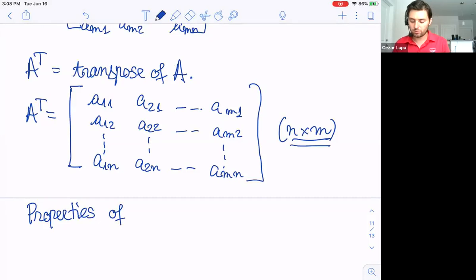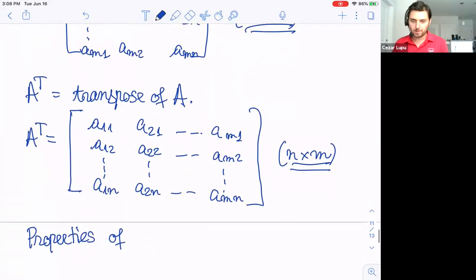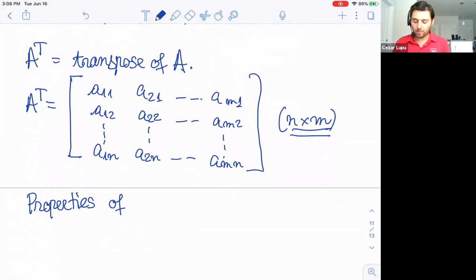No. Do you see that? Look, it's an m by n. It's not a square matrix. So, properties of the transpose of a matrix.